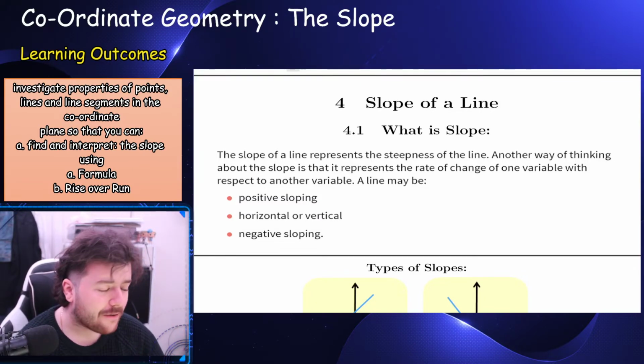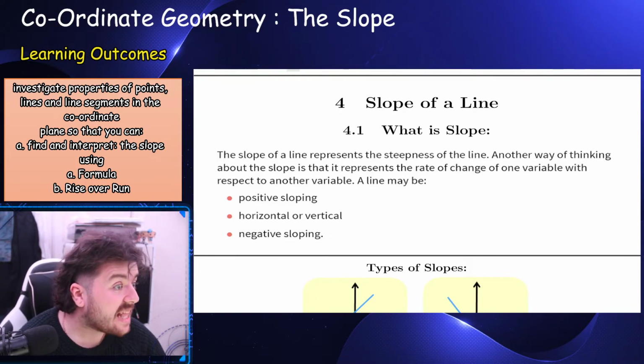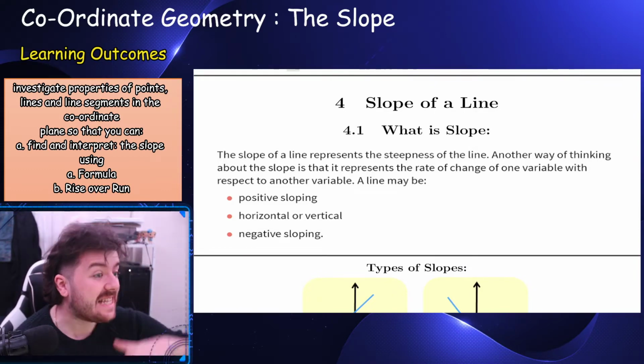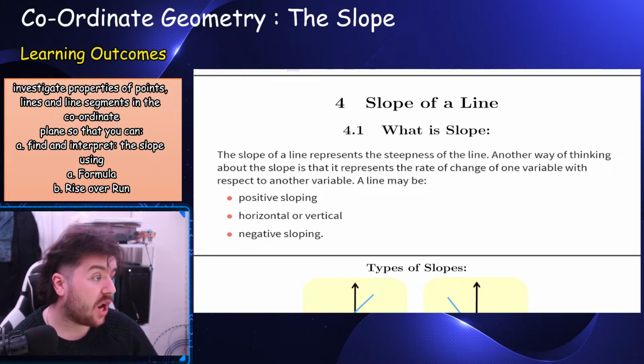Right, slope of a line. Let's get into it. So what is the slope? The slope of a line represents the steepness of the line.